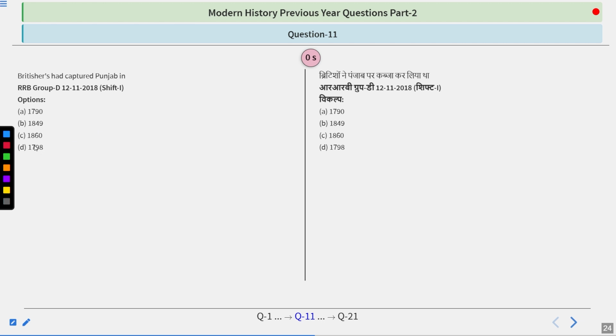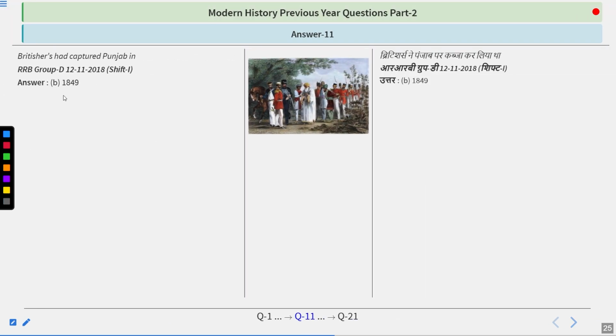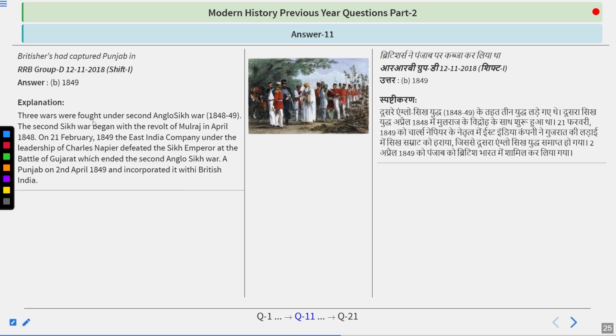Now, 1857 is another remarkable year that led to the revolt of 1857. After that, the Queen of Britain became the Empress of India. So 1860 would also be eliminated. So the only answer remaining in the options is 1849. Three wars were fought under the Anglo-Sikh War.